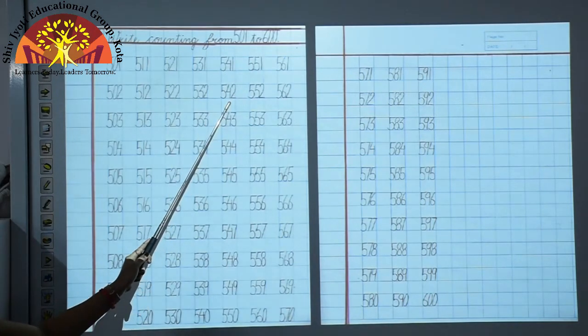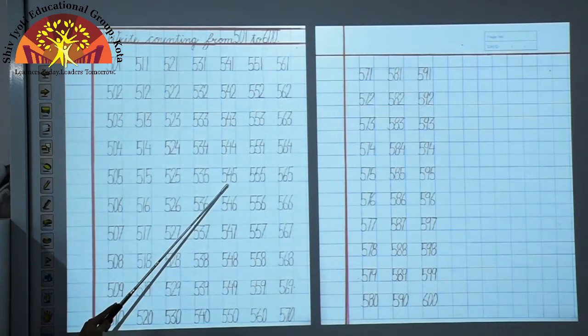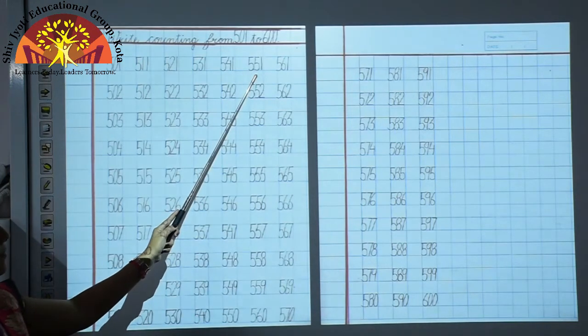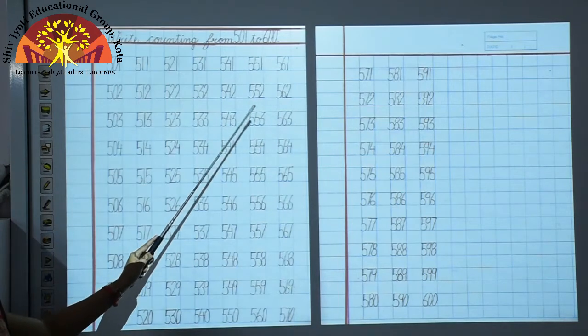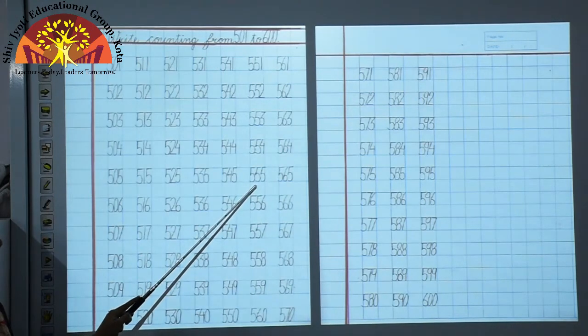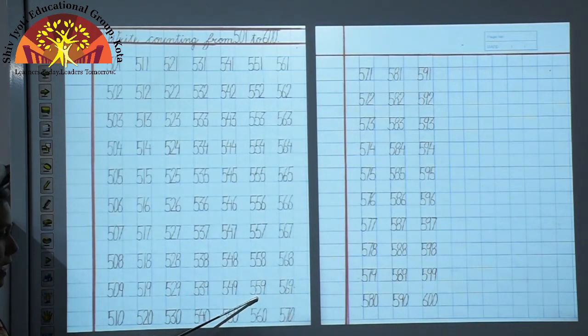Now what will come? 541, 542, 543, 544, 545, 546, 547, 548, 549 and then 550. 551, 552, 553, 554, 555, 556, 557, 558, 559 and then 560.